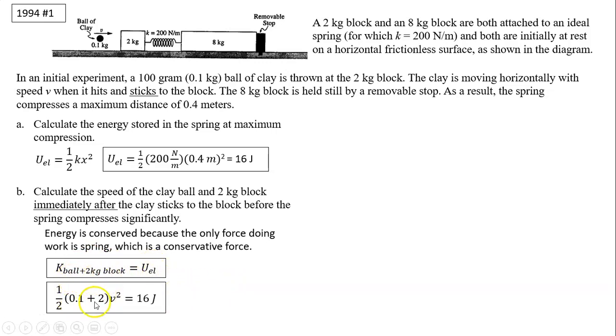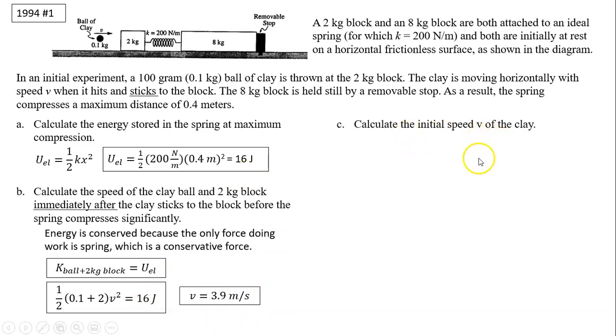So for the ball and the 2 kilogram block, it is 1/2 m v squared. For this m you have to add the two together, times v squared equals 16 joules. The 16 joules we got from part A, so we can solve for v. Part C, calculate the initial speed of the clay. This collides with the 2 kilogram block, and we know the two move together with 3.9 meters per second.